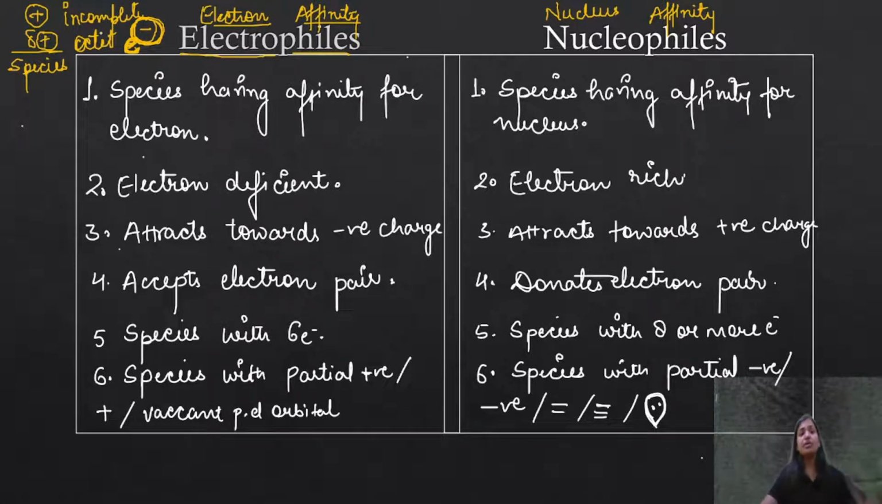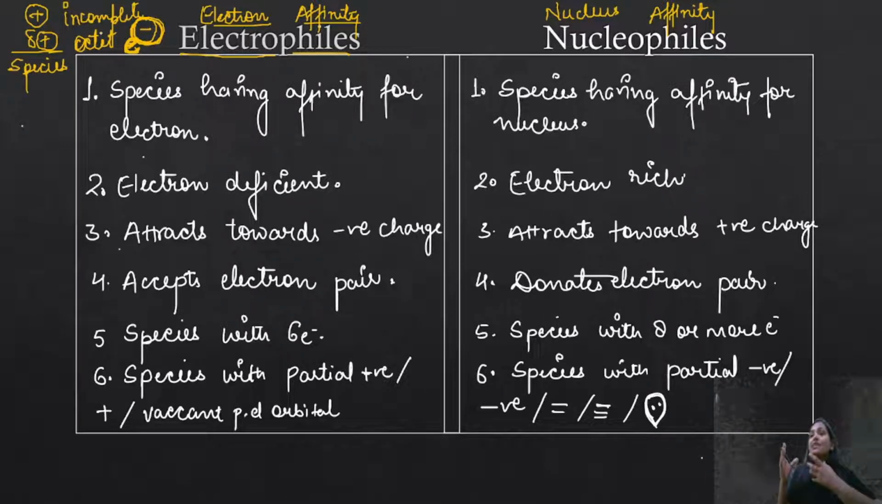So just by looking at a positive charge or a partial positive charge over any of the species, we can't say that this is electrophilic. We have to see whether this really needs electron or not. If anything is having a hungriness for the electron, if the species is hungry for the electron, then only it will accept the electron pair.